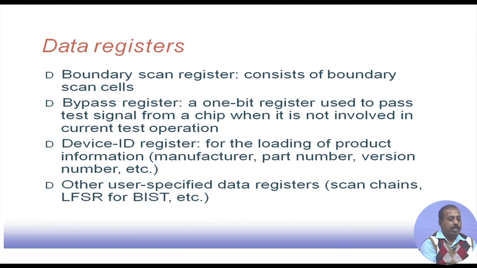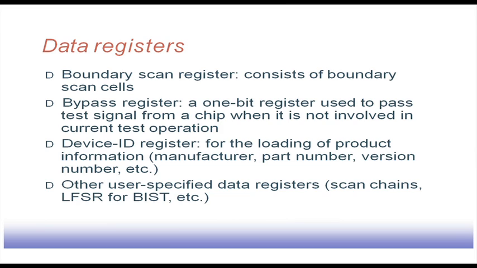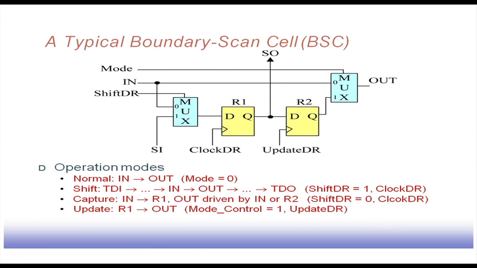Then there is a device ID register, for the loading of product information like manufacturer part number, version number, etc. Later on we can send some command to check whether this device ID matches the device ID for which we are sending the pattern, and accordingly several such test patterns can be applied conditionally. And there are other user specified data registers like scan chains, LFSR, BEAST, etc. They are also forming some data registers.